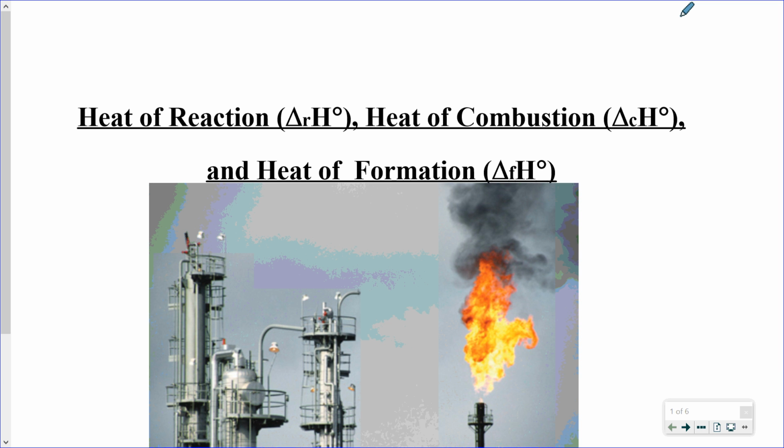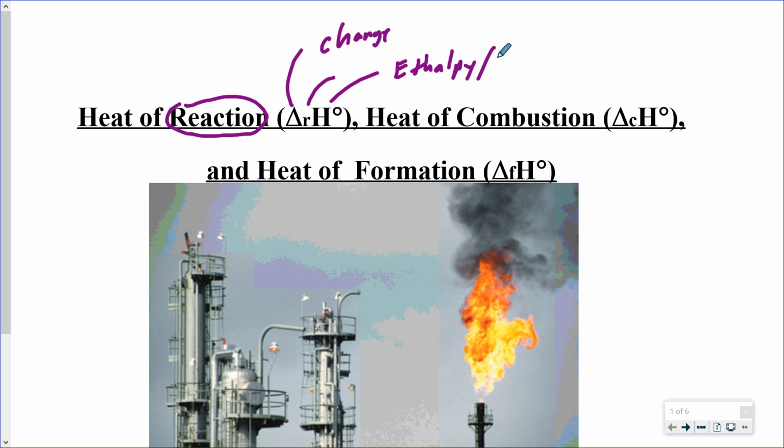So as the title says here, we're going to be talking about heats of reaction, heat of combustion, and heat of formation. Different symbols go along with these calculations, a few of which we see here. Hopefully you remember that this delta symbol does mean a change in. The R in this case is just for reaction during any kind of chemical reaction. And the H is for what's called enthalpy. And it's really just the heat.